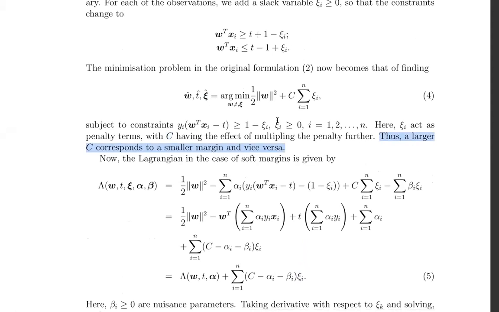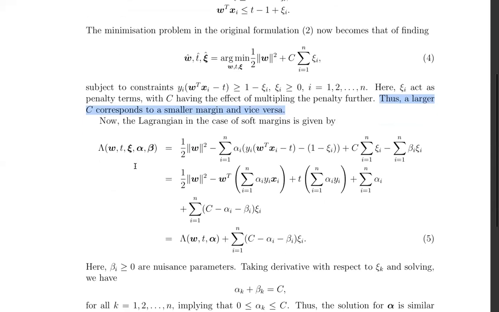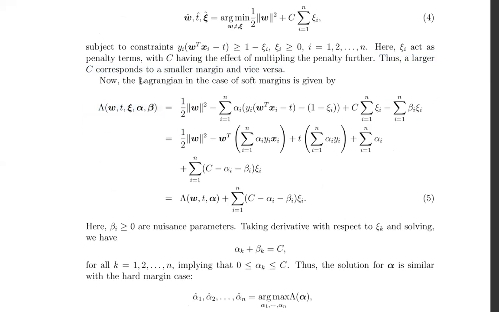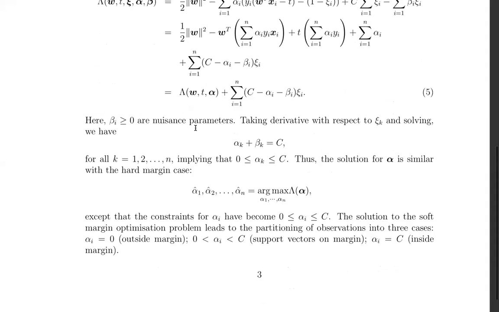A large C corresponds to a smaller margin and vice versa. This C is some kind of a penalty function. If you want a smaller margin, you increase your C, and if you want a larger margin, you decrease your C. These are again constrained optimization problems. You will have to deal with the Lagrangian, and once you have worked out all the equations, you have to do the optimization numerically.